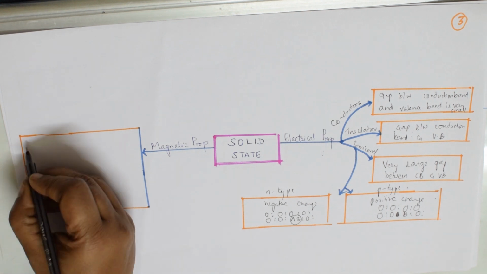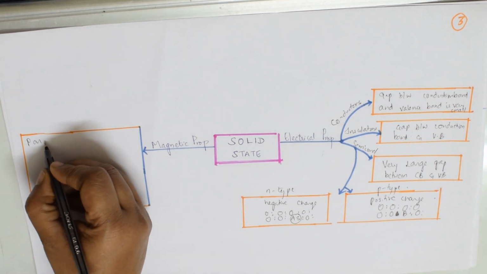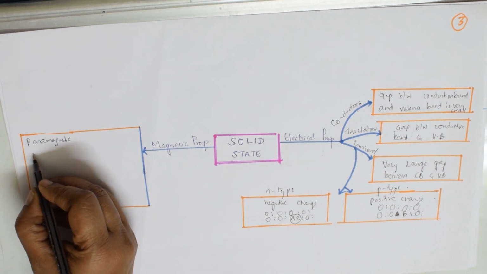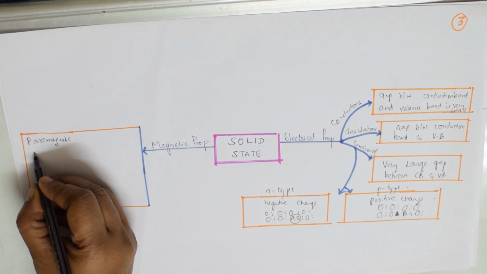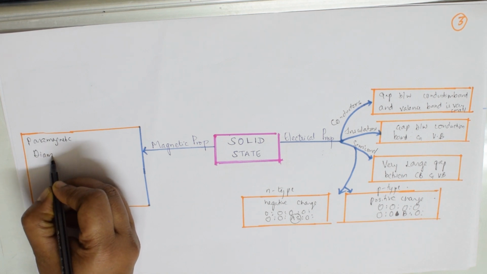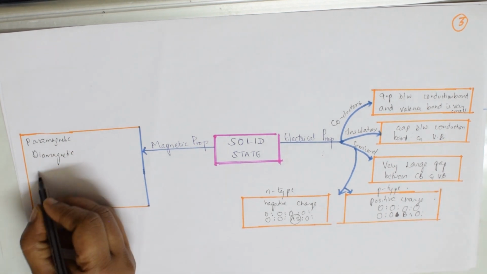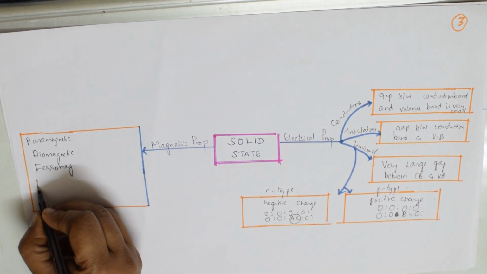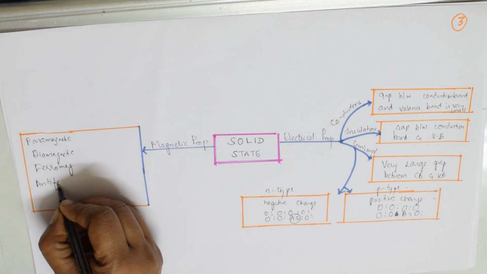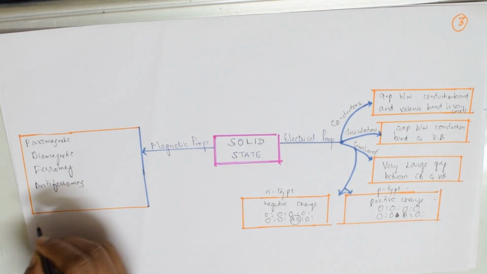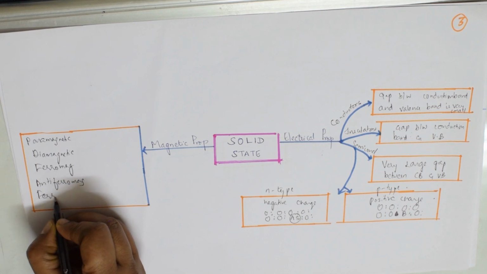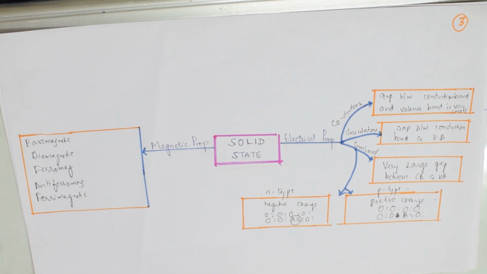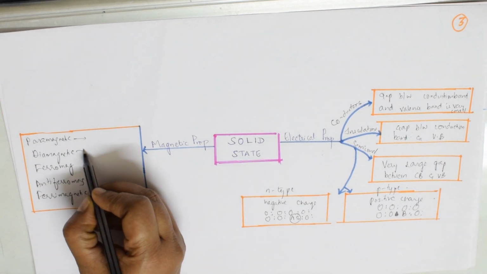So when we are studying magnetic properties, we are going to study under 5 different categories. That is paramagnetic behavior, which is one of the categories of magnetism. Next would be diamagnetic in nature. Next would be ferromagnetic in nature. Next would be antiferromagnetic in nature. Next would be ferrimagnetic in nature.